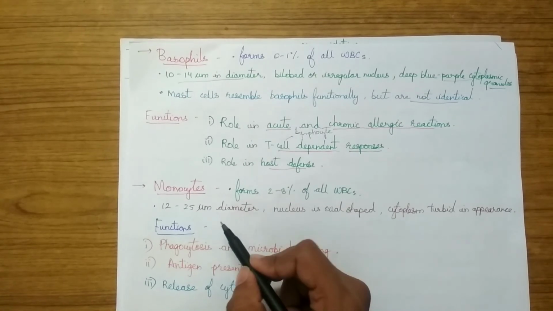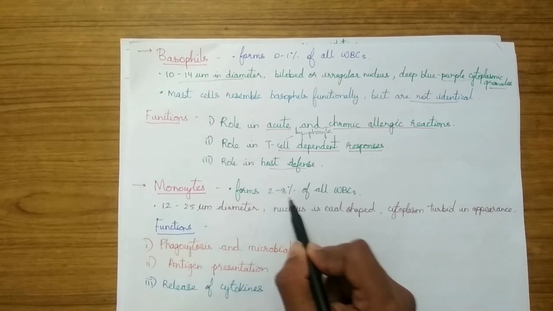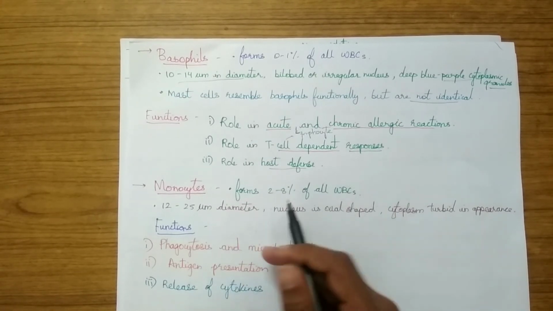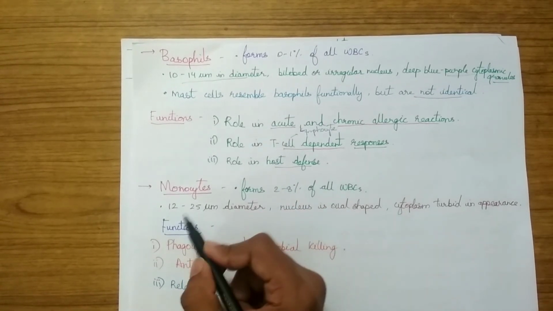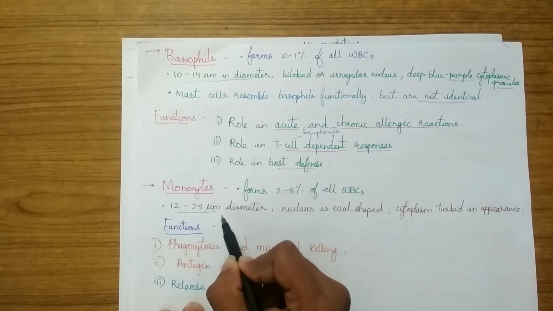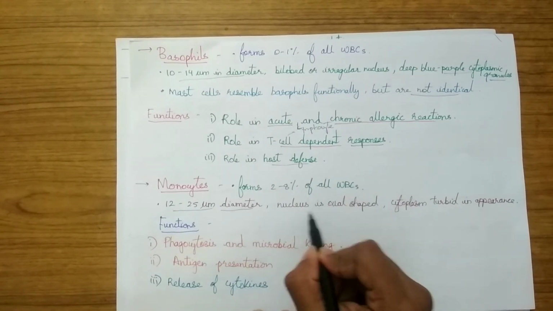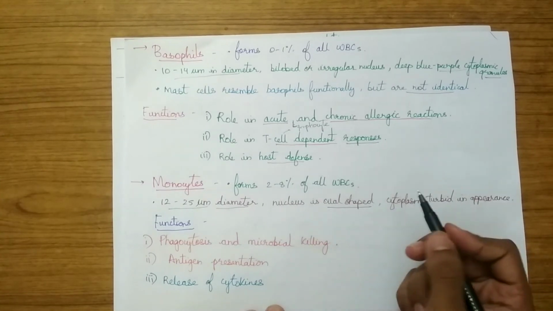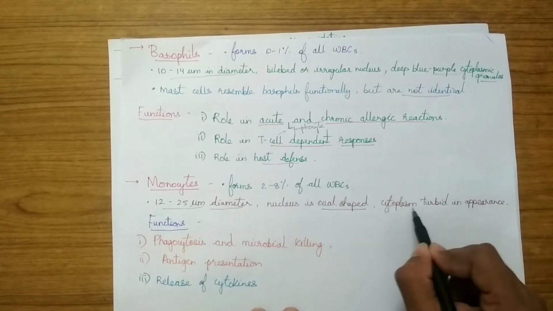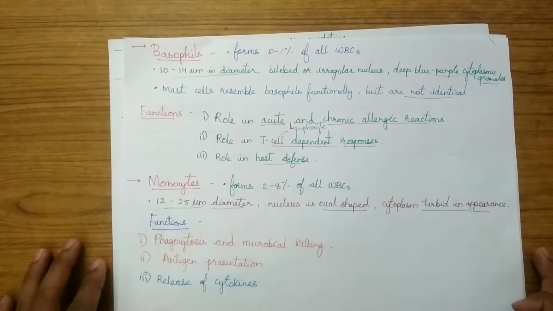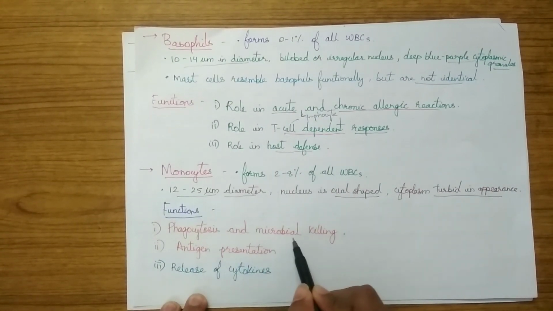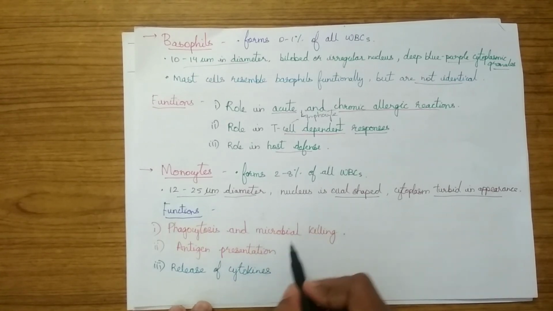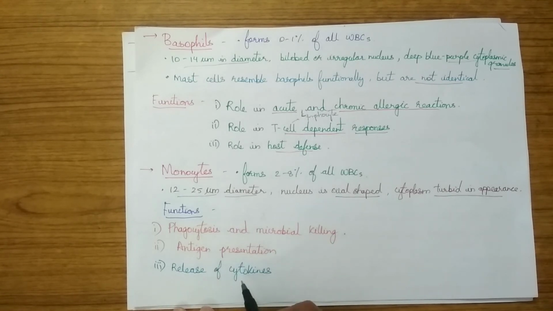The next WBC is the monocyte. It forms 2 to 8% of all WBCs. It is a bit larger than neutrophil, eosinophil and basophil. Its diameter is 12 to 25 micrometer. Its nucleus is oval shaped or horseshoe shaped. Its cytoplasm is turbid in appearance. The functions of monocytes are: it helps in phagocytosis and microbial killing. It helps in the antigen presentation process, and it helps in the release of cytokines.